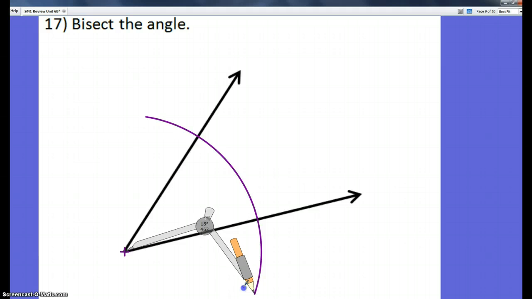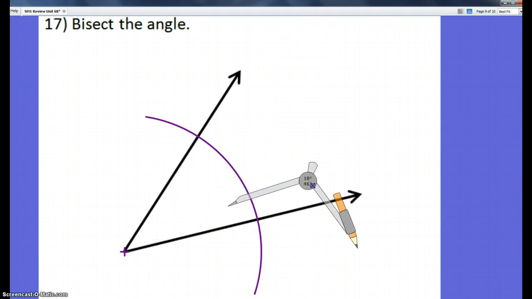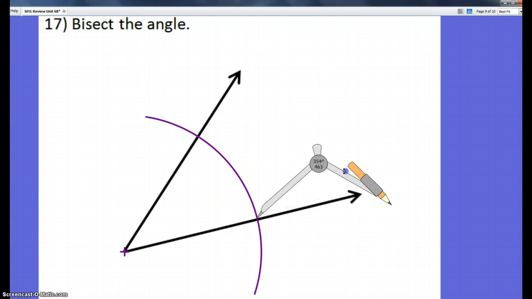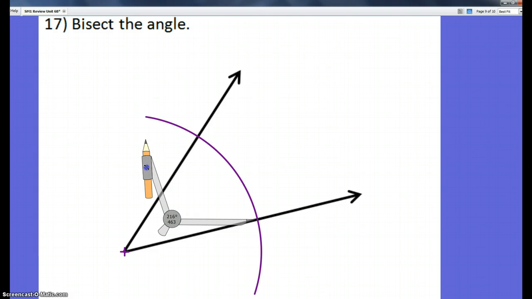It's very similar to that one. So we swing an arc any size you want to. And then we're going to put the point on the intersection, and we are going to close this in so that we are measured right at the other intersection point with our pencil.